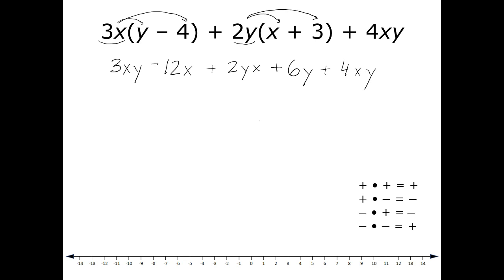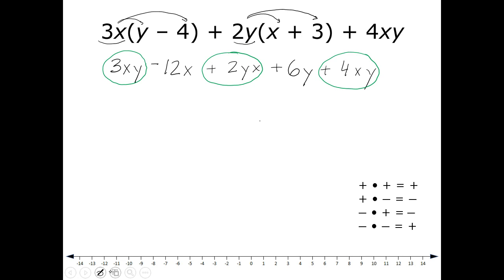Once I've done all of my parentheses, I can go ahead and start identifying like terms. So I'm going to start with the xy's. I have 3xy here. I have 4xy here. And I also have positive 2yx. Even though the variables are not in the same order, they are still like terms. So I can combine those.